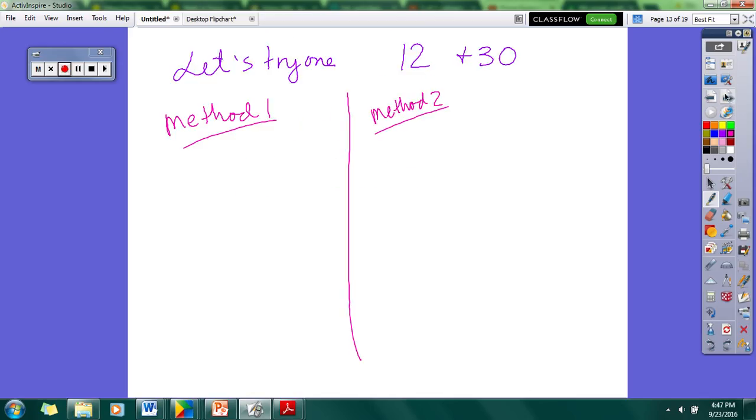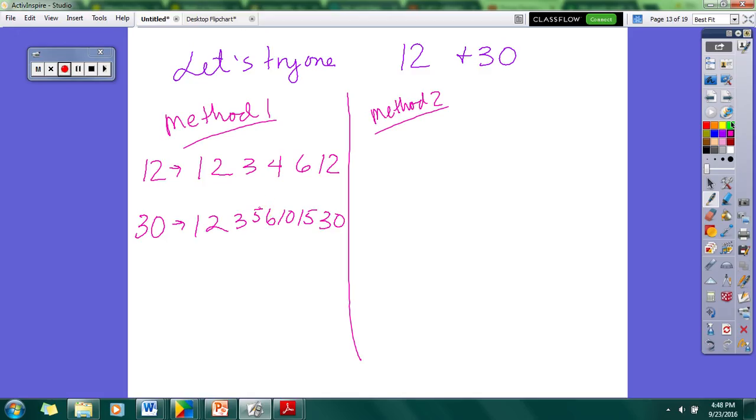So let's take a look at both methods to find the greatest common factor of 12 and 30. The first method I'm going to use is listing the factors. I'm going to use the rainbow method here. I know that 1 and 12 are factors of 12, 2 and 6, and 3 and 4. Now I'm going to look at 30. I know 1 and 30, 2 and 15, 3 and 10, 4 is not divisible, 5 and 6. And now I have them all.